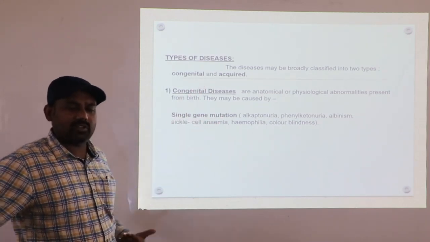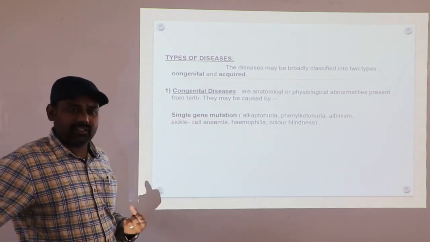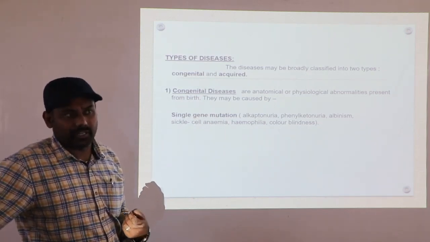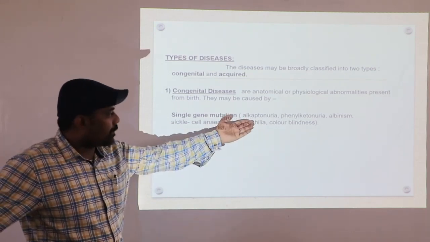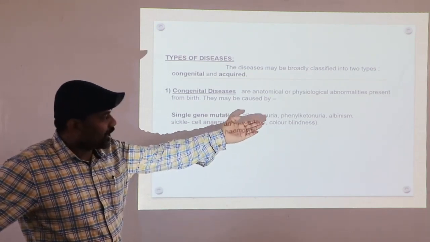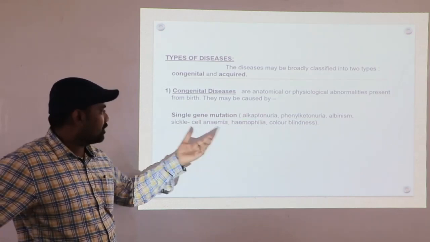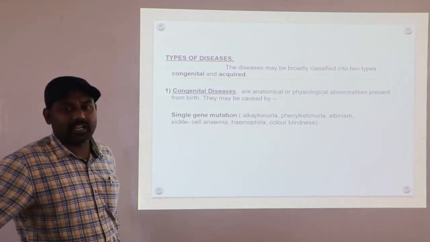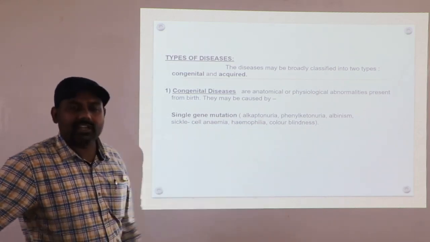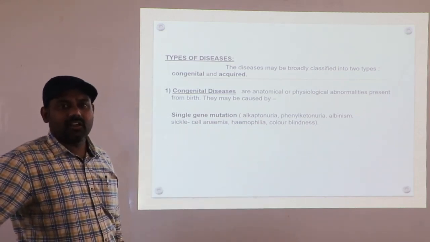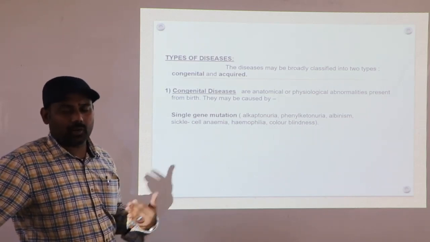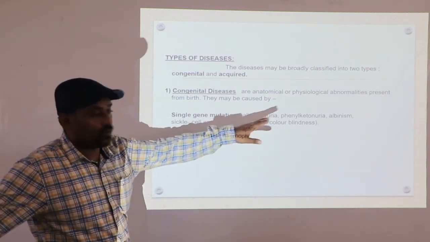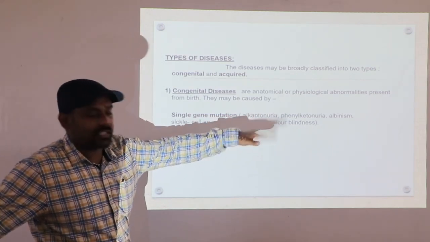In our body, thousands of genes are there, isn't it? So in that, during birth, some of the genes get mutated, resulting in alkaptonuria, phenylketonuria, albinism, sickle cell anemia, hemophilia, color blindness. These all are genetic disorders which are present in the baby from birth. So they are called single gene mutation. Don't try to understand now. We'll discuss in the next class.